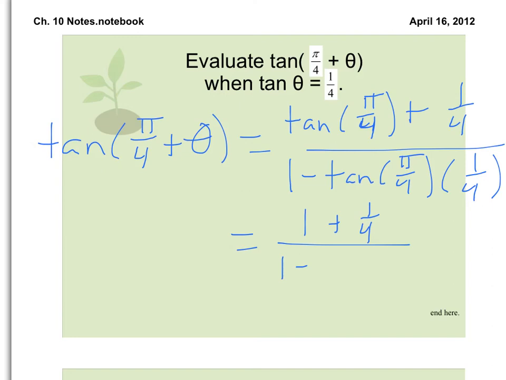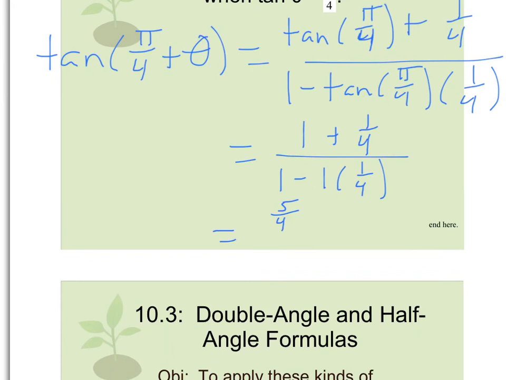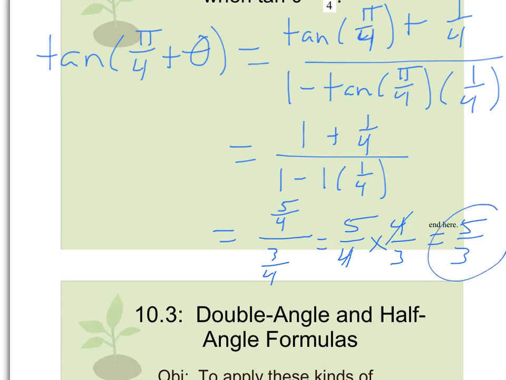with, let's see here, 1 minus, with an expression that looks just like that. Okay, all I did there is substitute 1 in for tangent of pi over 4. Top becomes 5 over 4. The denominator becomes 3 over 4. Of course, we have no interest in trying to divide fractions. Instead, we'll multiply by the reciprocal. 4's cancel. That whole expression simplifies to 5 over 3.